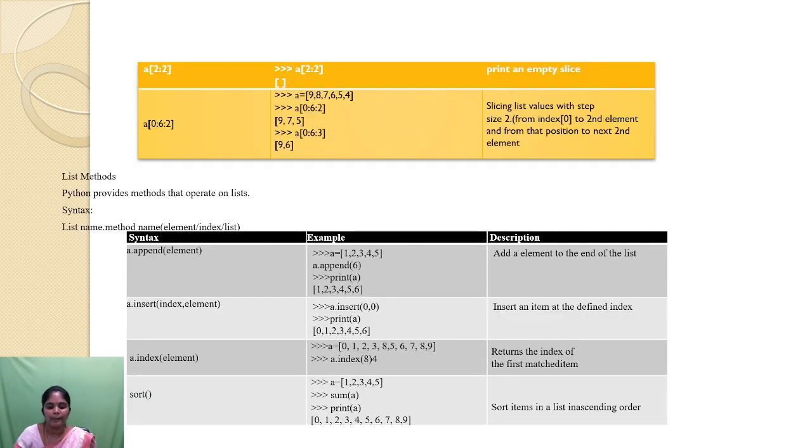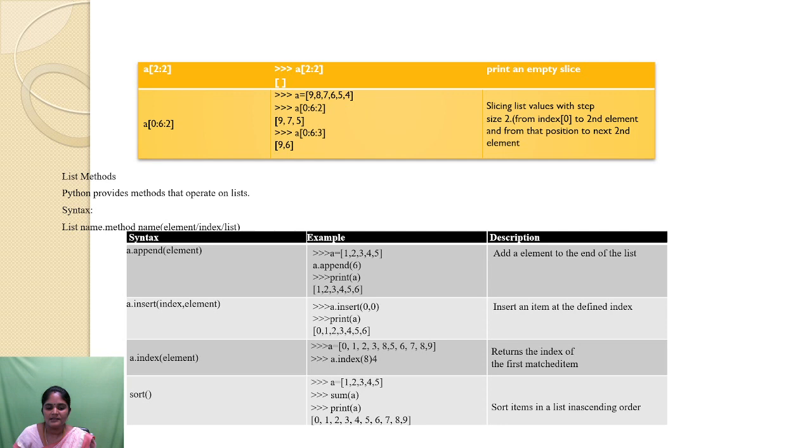First is append. Append is nothing but, already we have a set of elements, and in that set of elements we can add any other element at the end. For this reason we use the append function. The syntax for the append function is just a.append(element).